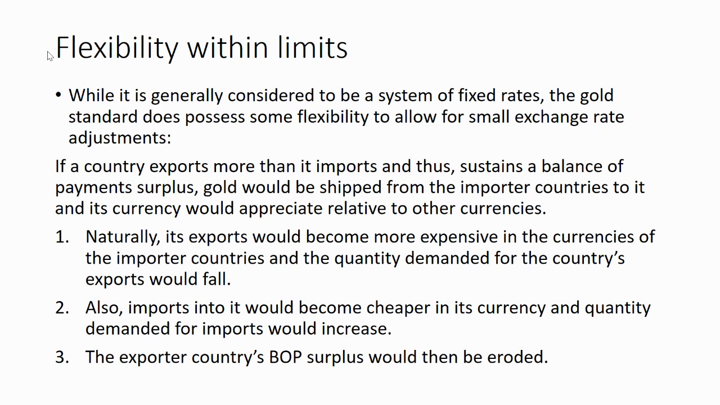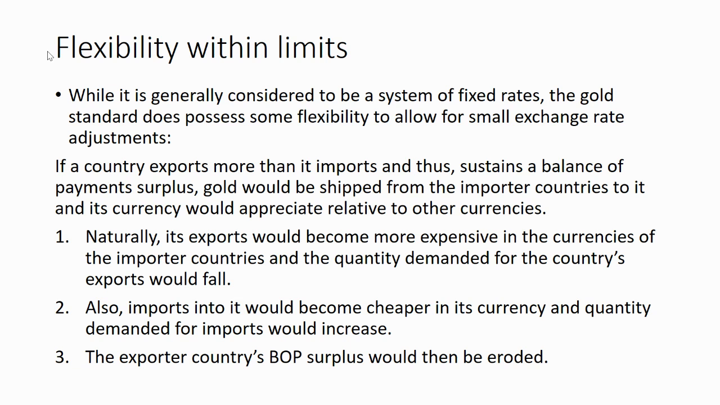Although we talk about it as a system of fixed exchange rates, there was some flexibility to allow for currency appreciation and depreciation against each other. So let's look at how this mechanism works. If a country exports more than it imports and thus sustains a balance of payments surplus, gold would have to be shipped from the importer countries, who are probably going to be sustaining a deficit relative to it, to this exporter country, and its currency would appreciate relative to other currencies.